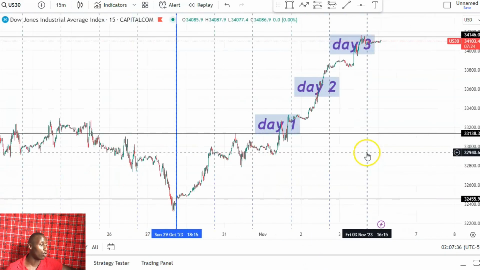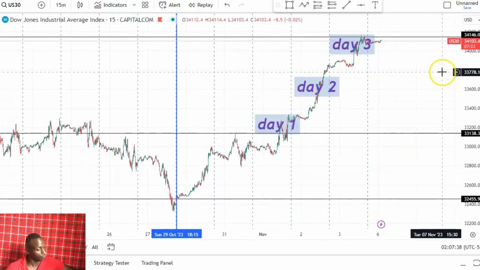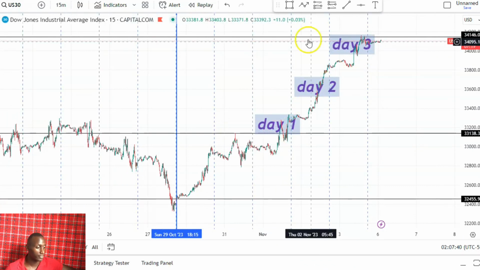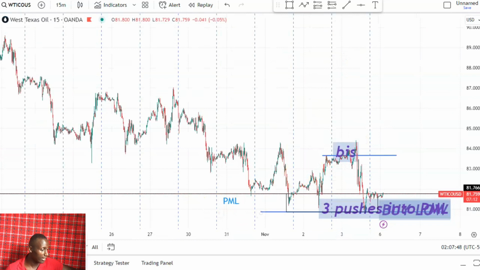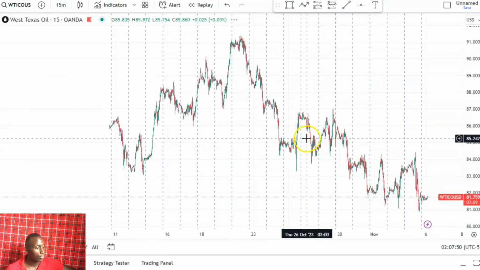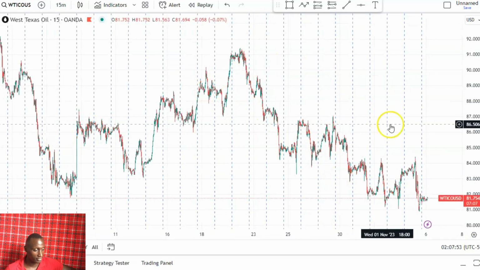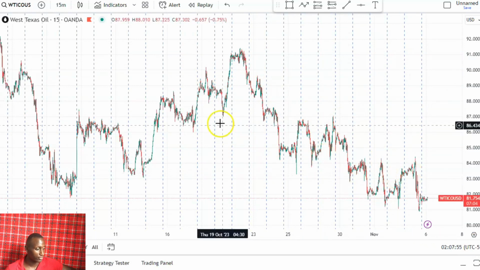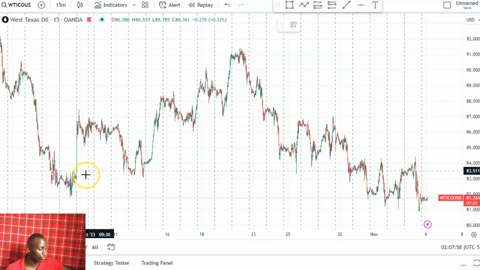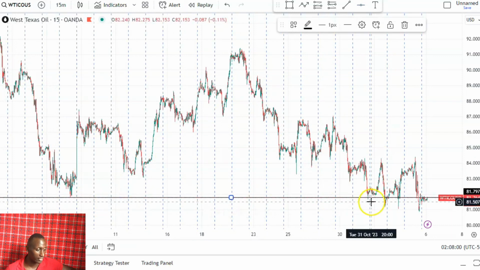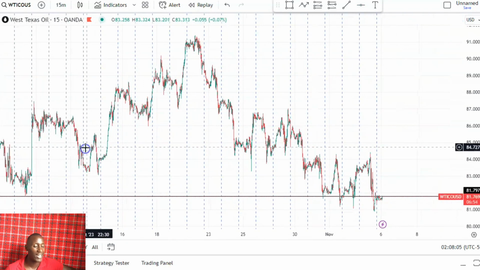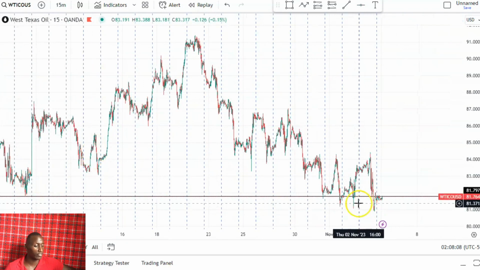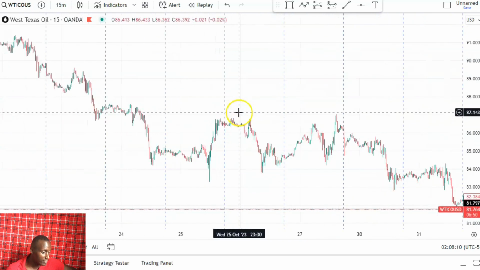But for now, on US 30, my thesis still remains long, a trend continuation from the previous week's trend. Now, looking at oil, it has been on this downtrend for the last 2 weeks, but also looking at this significant level where price is. This is the low of the previous month.